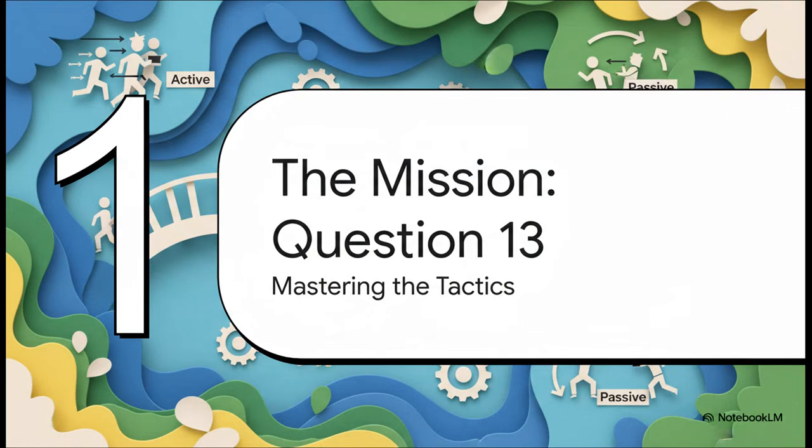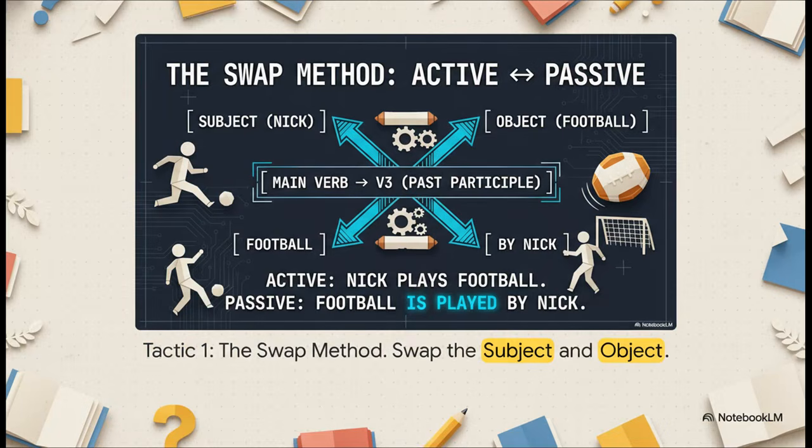Okay, so first things first. We have to master the fundamental tactics. And our first stop is a real classic, the conversion between active and passive voice. You have got to get this right every single time. The core technique here is something I call the swap method. And honestly, it's pretty simple.